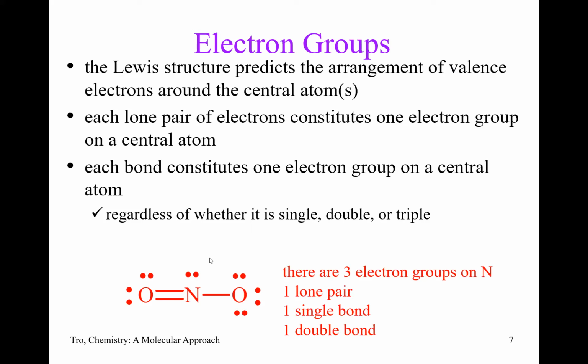So let's do an example. Here's our NO2, with formal charges of +1 and -1, though we don't care so much about the formal charge at the moment. More critically, we have a nitrogen with one lone pair, one double bond, and one single bond. So the lone pair is an electron group, the single bond is an electron group, and the double bond is an electron group. Even though there are 8 electrons around it, the electrons are only in 3 areas.